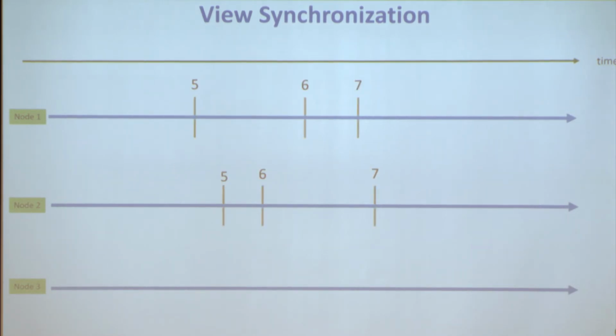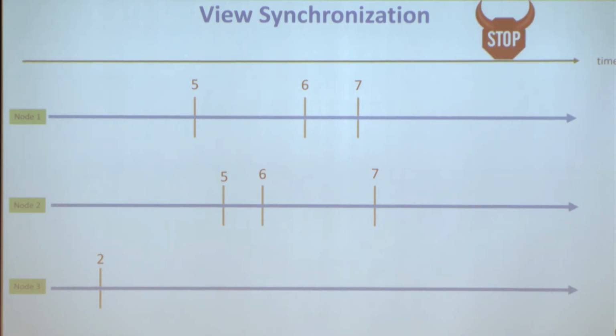So let's say nodes 1 and 2 are cooperating with the Byzantine node, and these are the times where each node entered each view. So you can see that nodes 1 and 2 entered view 5, 6, and 7. And node 3, in this example, stayed at view 2 for some reason. But there was progress made because of the Byzantine node, which cooperated with nodes 1 and 2.